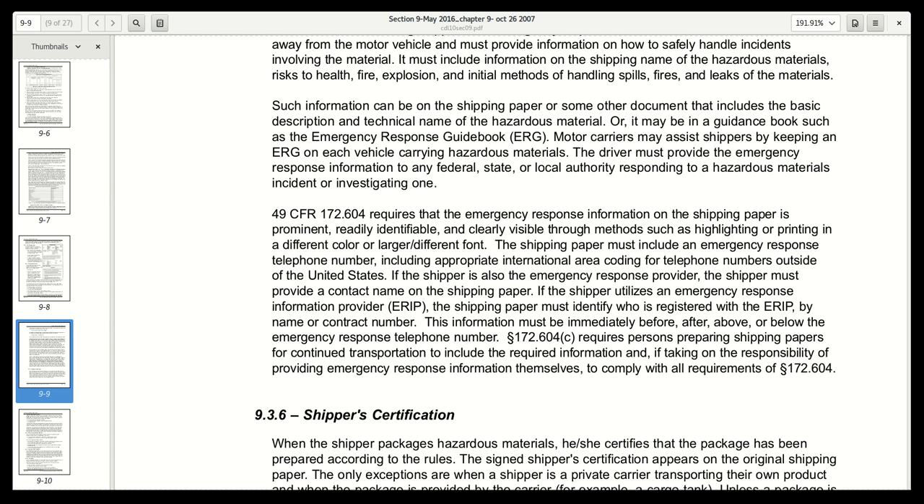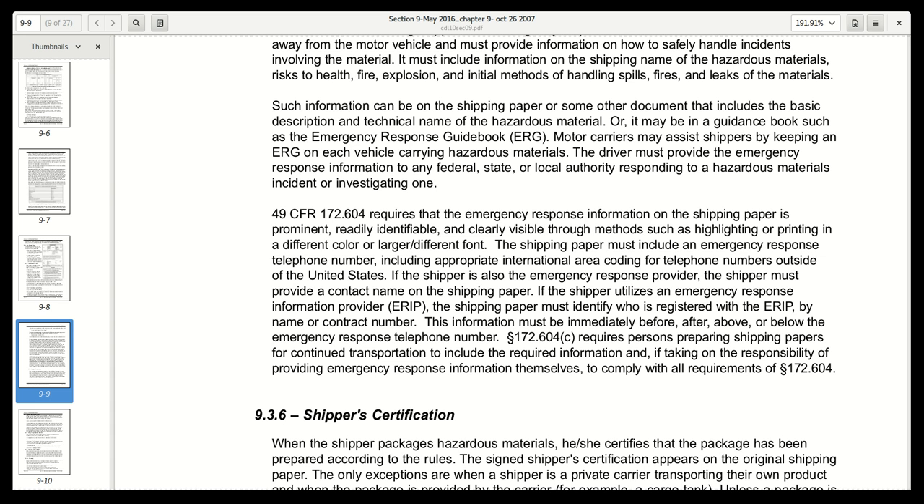49 CFR 172.604 requires that the emergency response information on the shipping paper is prominent, readily identifiable, and clearly visible through methods such as highlighting or printing in a different color or larger, different font.